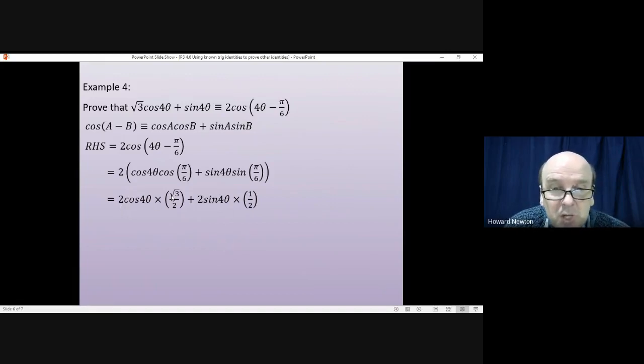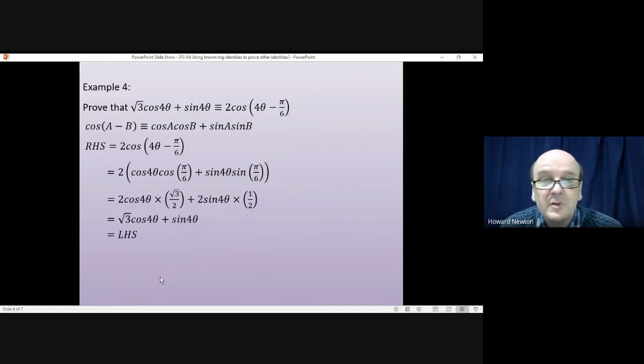Now, 2 times root 3 over 2, the 2s will cancel, we'll just have root 3 times cos 4 theta. 2 times a half is just 1. So when we multiply these numbers together, we do just get root 3 cos 4 theta plus sine 4 theta, which is the left-hand side. So we started with the right-hand side, we've manipulated it, and we've changed it until it equals the left-hand side. At that point, the question is done.